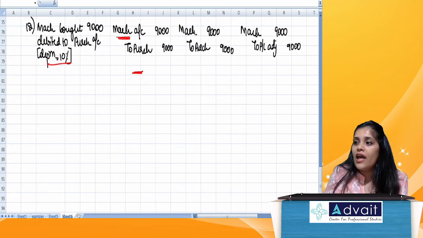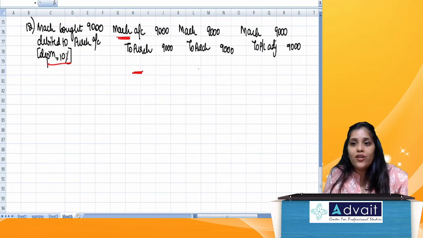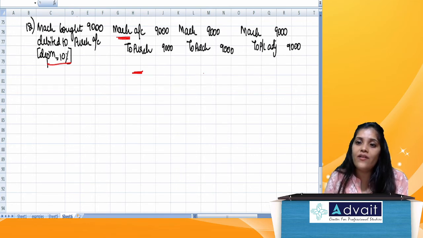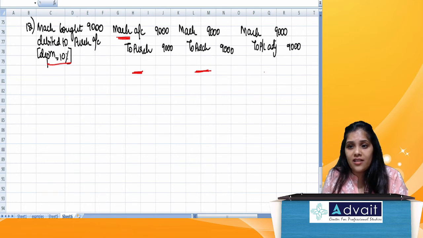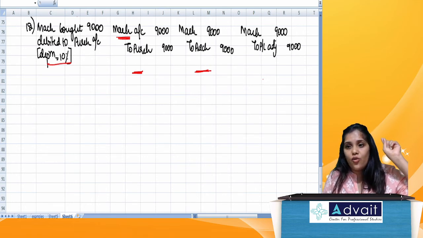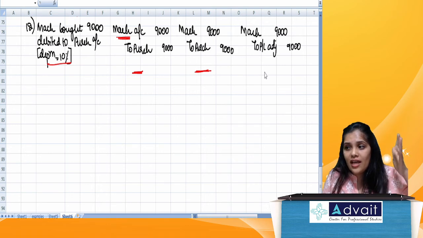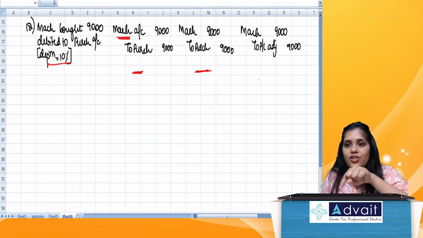Even in this case, we are still yet to prepare the trial balance and the final accounts. When I prepare final accounts, at that time I will give the depreciation effect. Therefore, I won't do depreciation here also. But in the next year, can I say the machinery was purchased last year only? I didn't provide depreciation last year. So I have to provide depreciation.